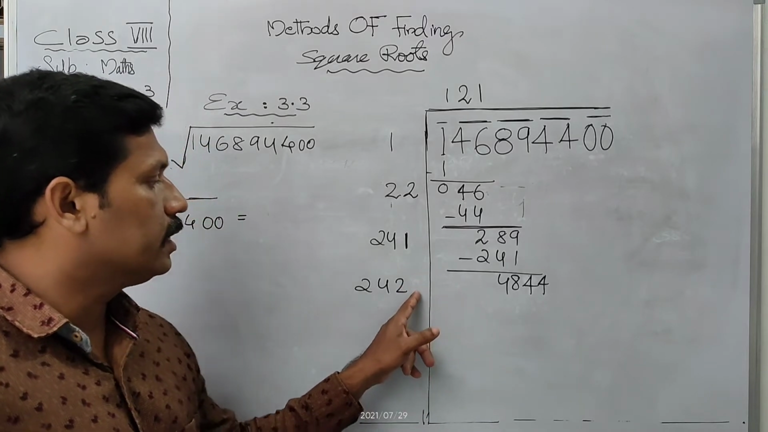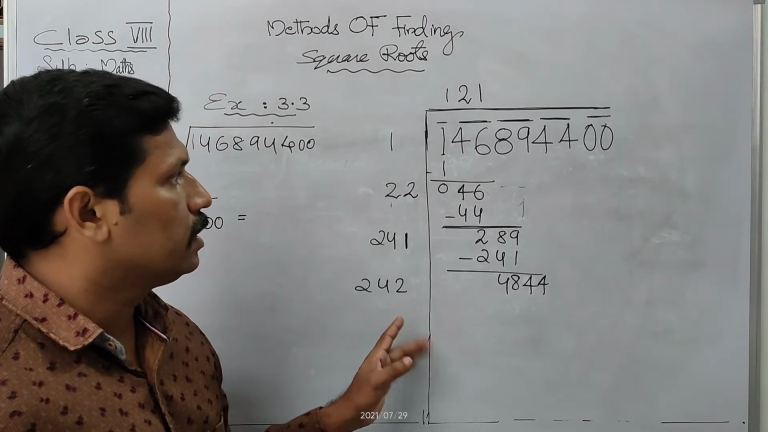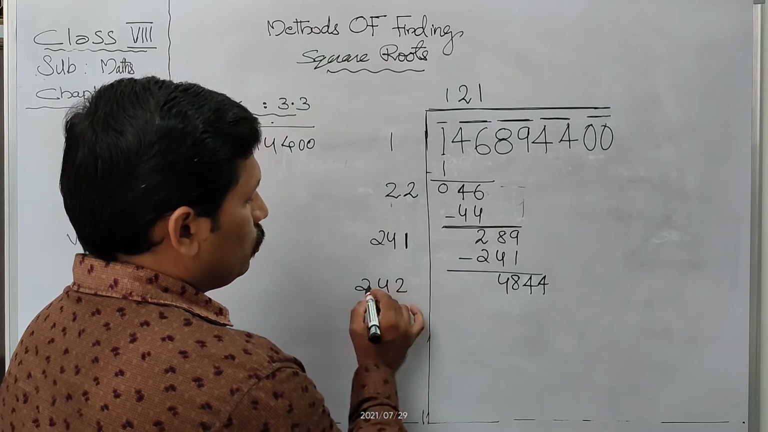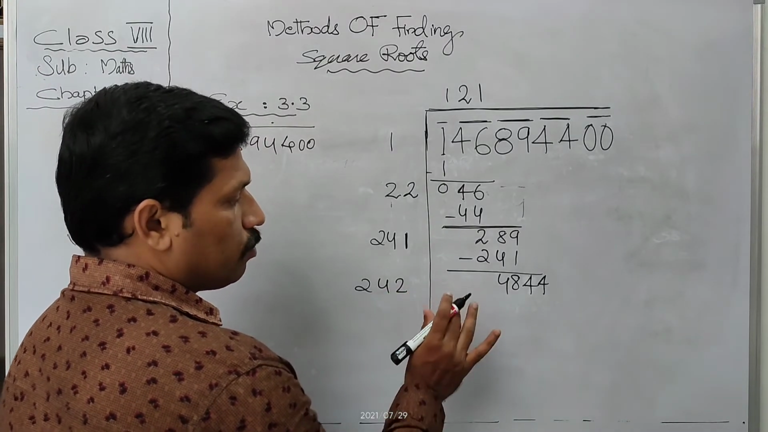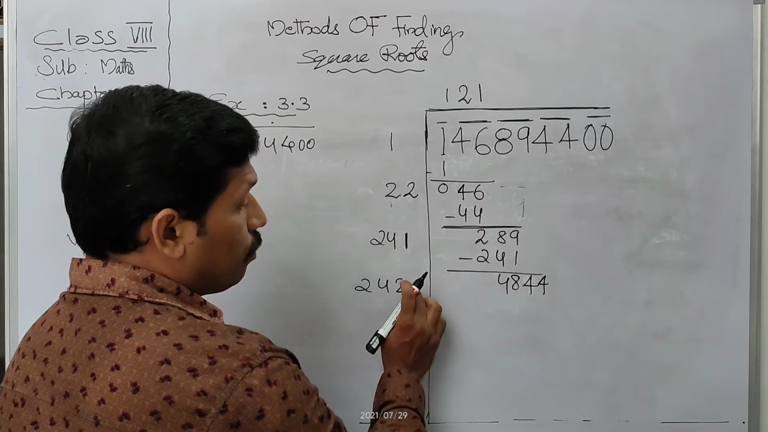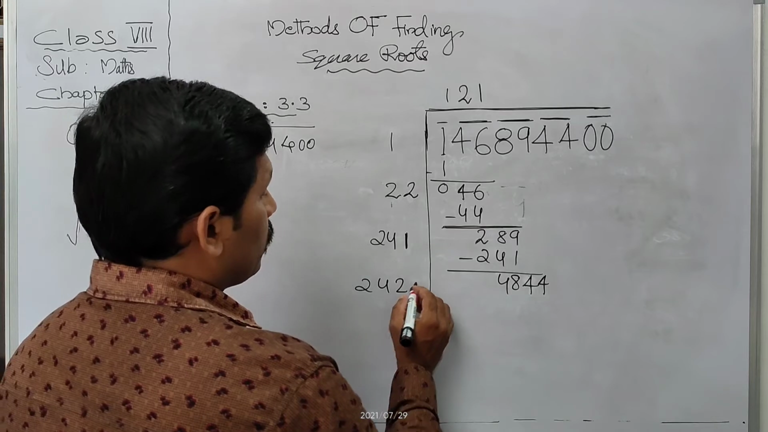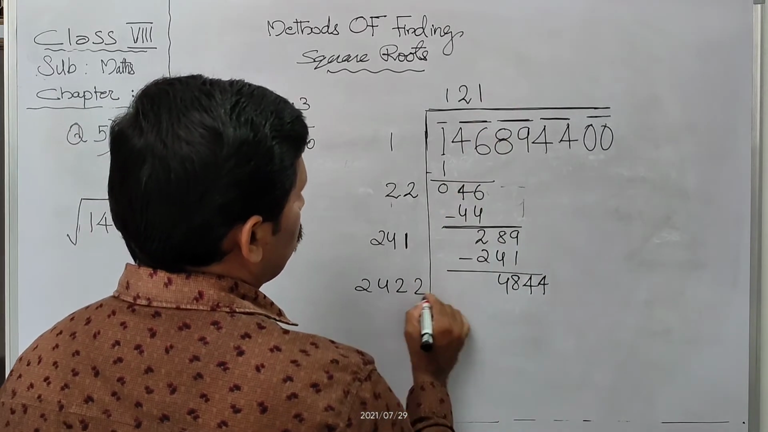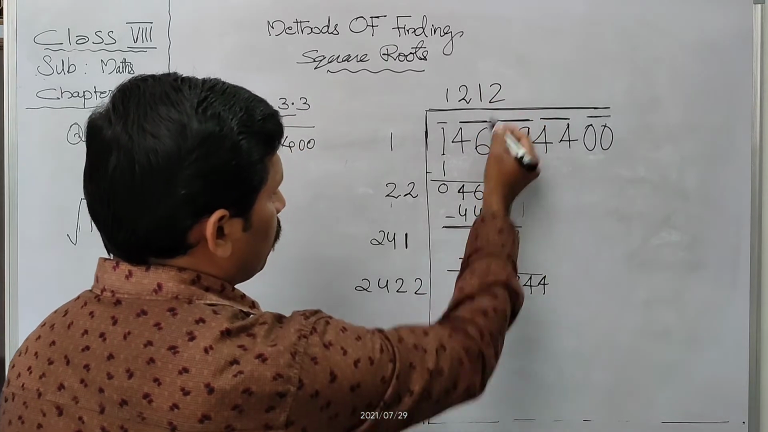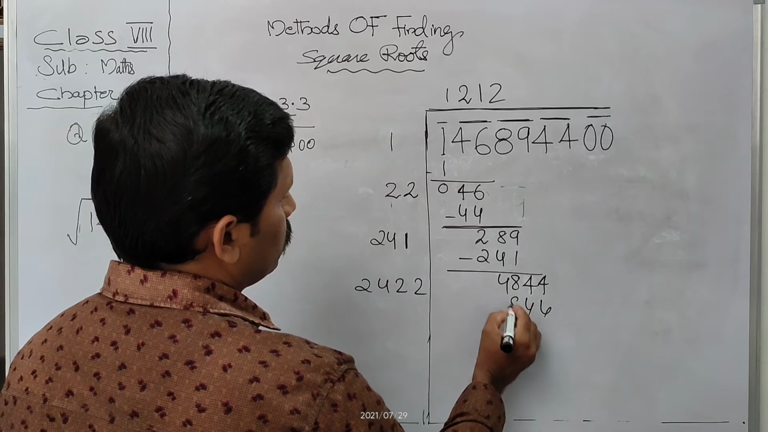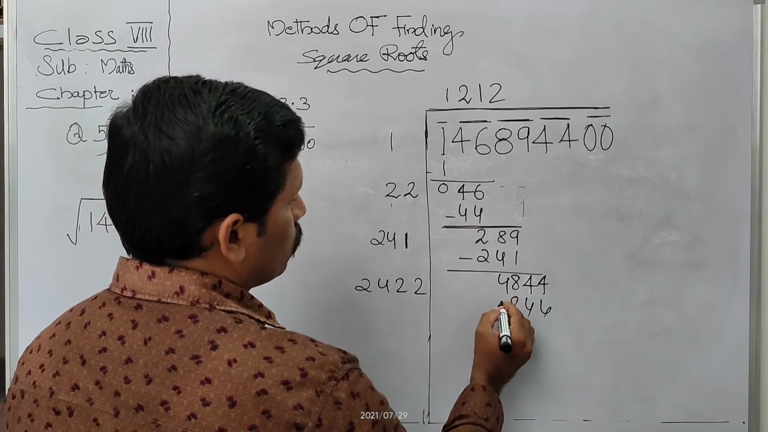When we write one number here, it should be equal to or less than this number. You can see that if we take 2421 into 1, 2421, but here it is 48, more than 4000. Therefore, we take 2. Then yes, we can take 2. Here 2 and here 2. Then when we multiply 2 into 2, 4, and 2 into 2, 4, and 2 4s are 8, and 2 2s are 4.